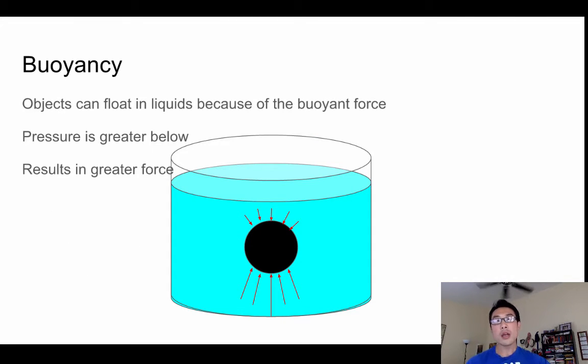All right, let's take a look at the definition of buoyancy, or why buoyancy happens. Objects can float in liquids because of the buoyant force. The liquid pushes up from the bottom, and we know that it pushes up more from the bottom because of the pressure equation. The greater the change in height, the greater the pressure. So in simple terms, according to this illustration, the further down you are, the more pressure there is pushing up. So that results in a greater force.